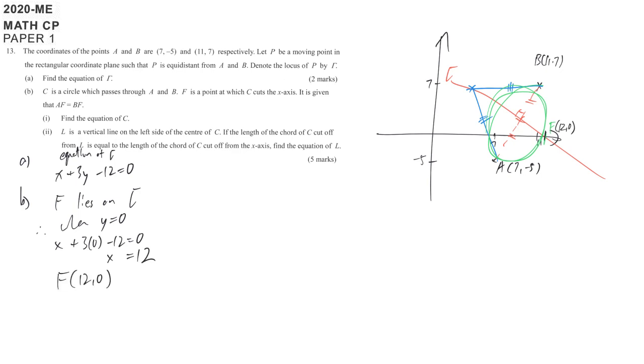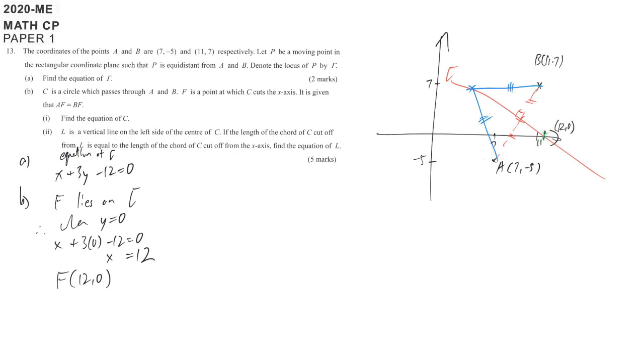After that, there are 2 approaches. The first approach is you let the equation of C be the general form x squared plus y squared plus dx plus ey plus f equal to 0. And then you can substitute 3 points: A, B, and also F. Therefore, you have 3 equations to solve 3 unknowns, D, E, F, and then you can solve it. But it's a little bit too troublesome, so I left it to the reader. I'm going to use another approach. It's about the circle property.